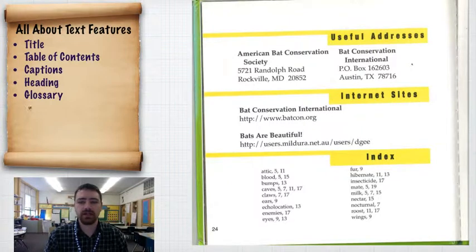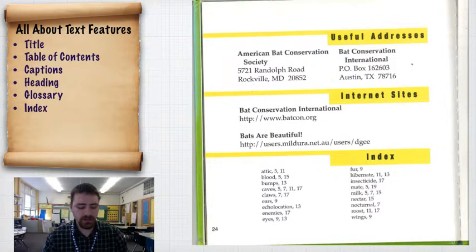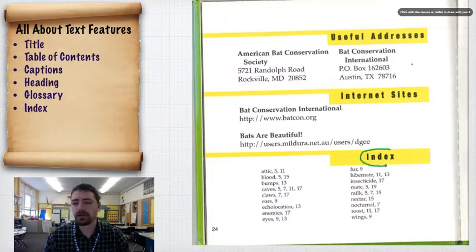So now I'm going to head to the index. The index is another part of our book. The index is usually found in the back, right here in this book, and it gives a list of topics in the book. These are different things that you could read about in the book. So if I wanted to read more about roosting, I would look for that word in here.